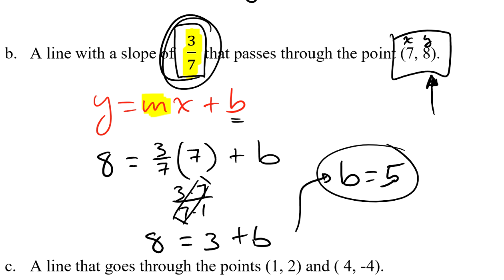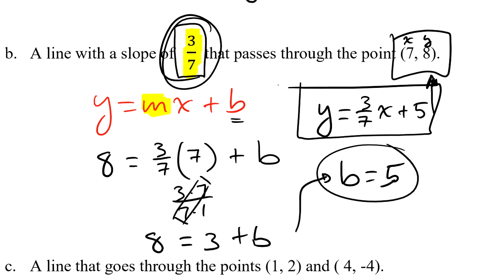So now we can write the equation of this line. This equation of this line is y equals 3/7 x, and then plus this 5, this parameter that we found. So that is b, and you can see we were given a slope and a point, and we used that slope and the point we were given to find our missing parameter b.